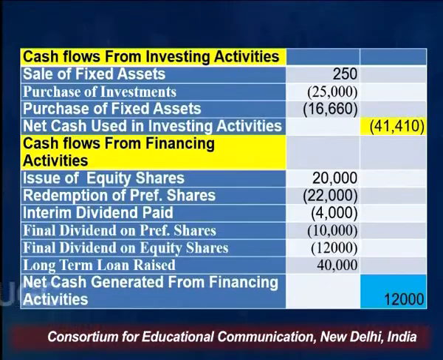Now we shall move on to cash flows from investing activity. Under this category, from the fixed assets account, we have got sale of fixed assets to the extent of rupees 250.